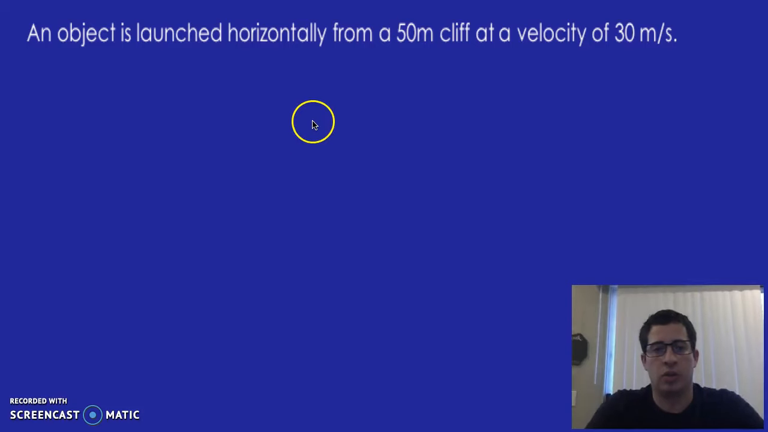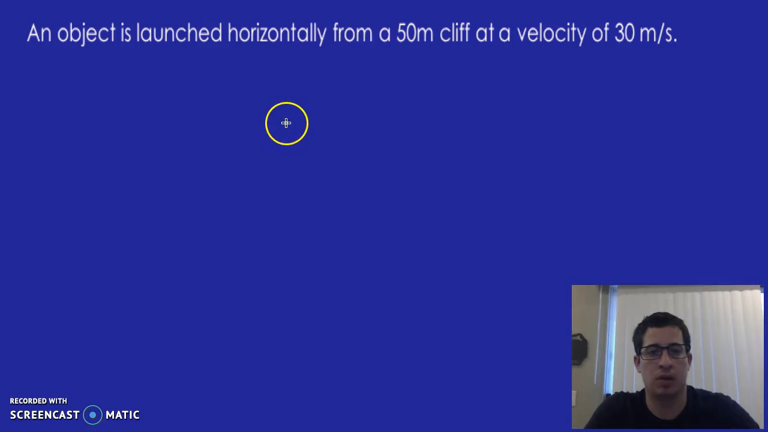Okay, we're going to analyze this question one more time. This time, what I want to focus on is building functions for position, for y and for x. The way we're going to go about that is to look at the stuff that we know, and we're going to use this equation here.